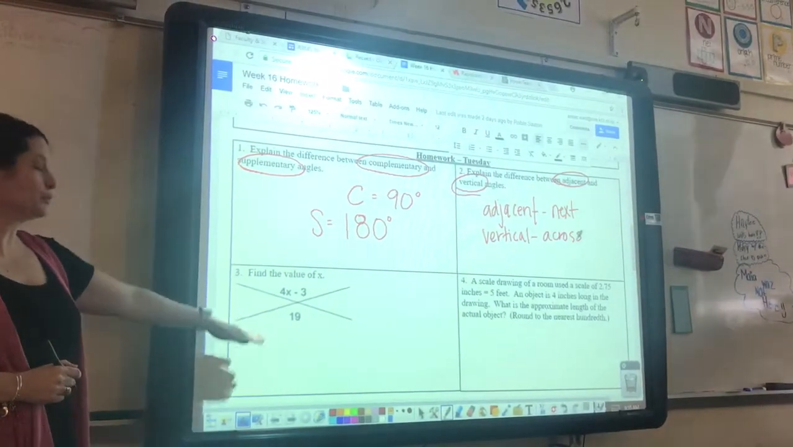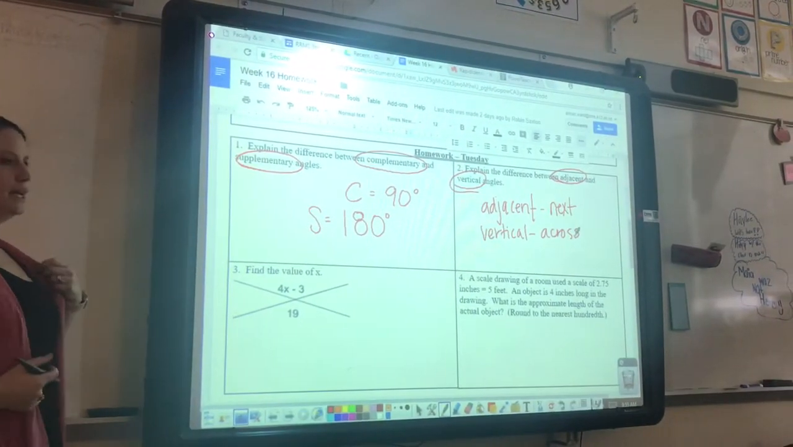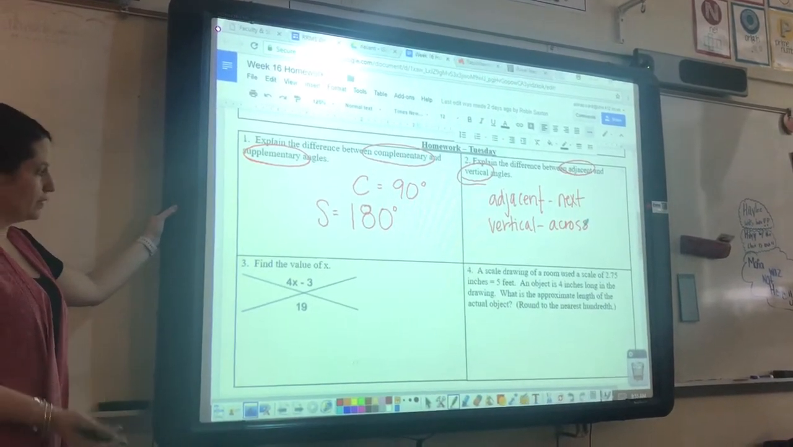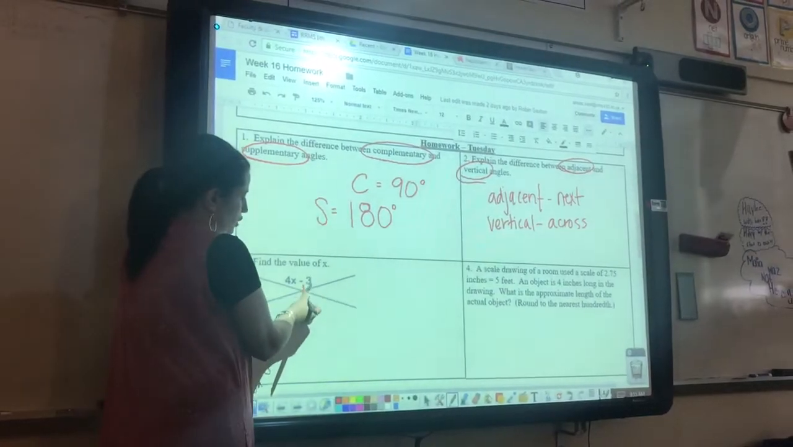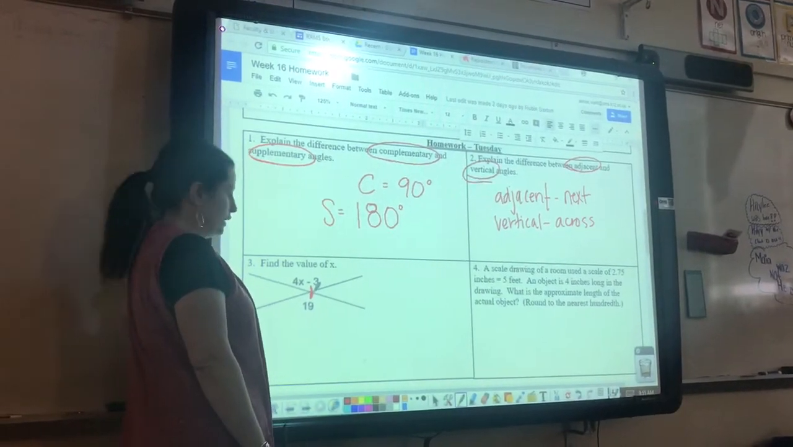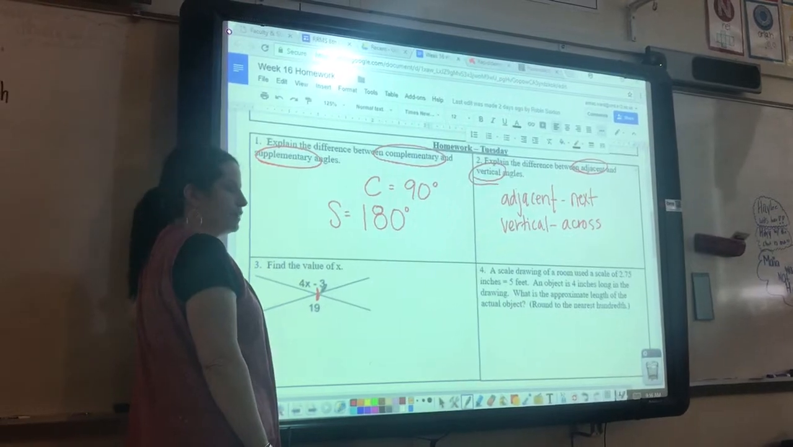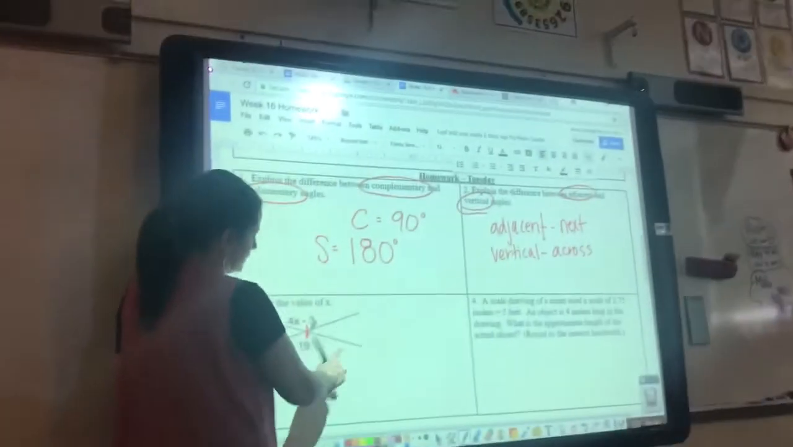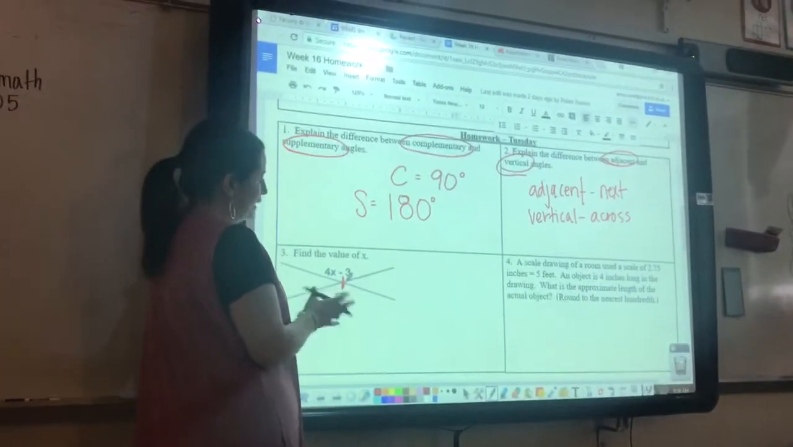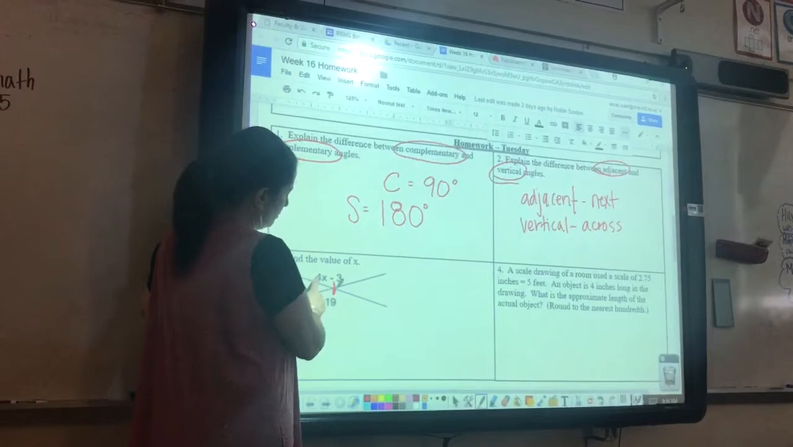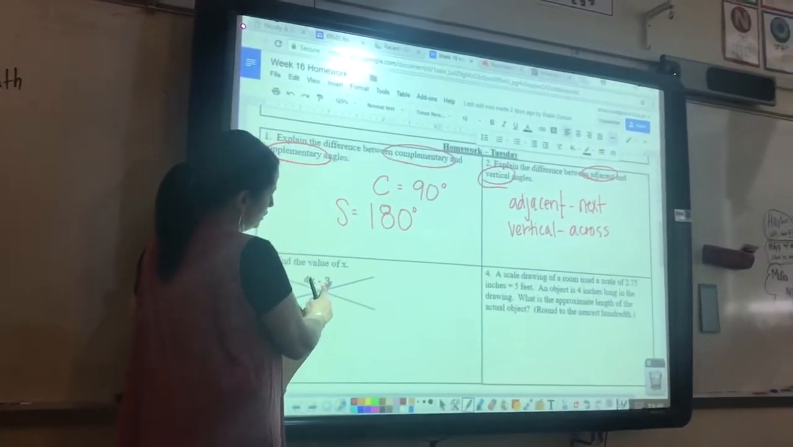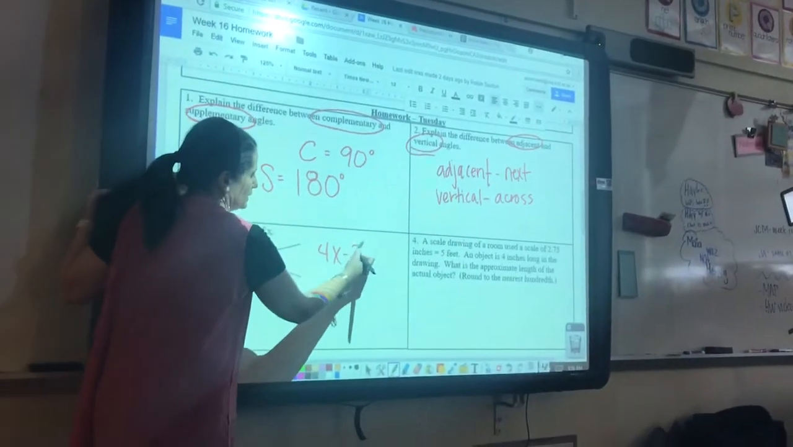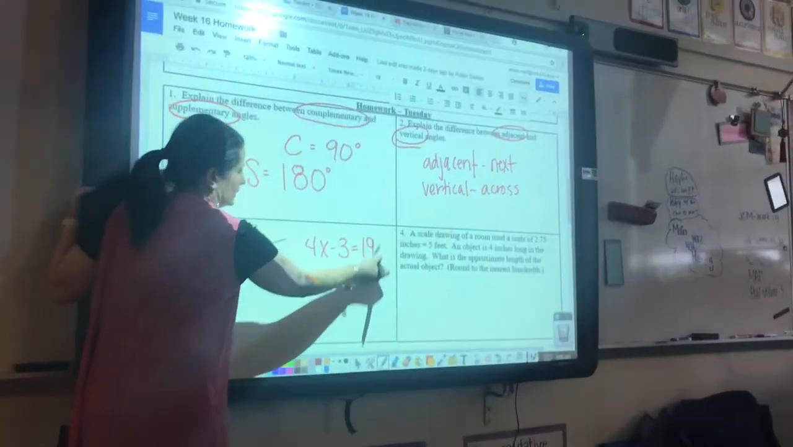Okay, so we're going to go ahead and move down to vertical angles because problem number 3 is actually, I'm going to use my information I know about vertical angles to solve this. So because these angles are across from each other, they are vertical angles and they are equal to one another. Now this picture is not really very accurate because there's no way that this obtuse angle is going to measure 19 degrees, but we're just going to go with it and solve out. So because I know 4x minus 3 and 19 are equal to each other, I can create an equation. 4x minus 3 equals 19.